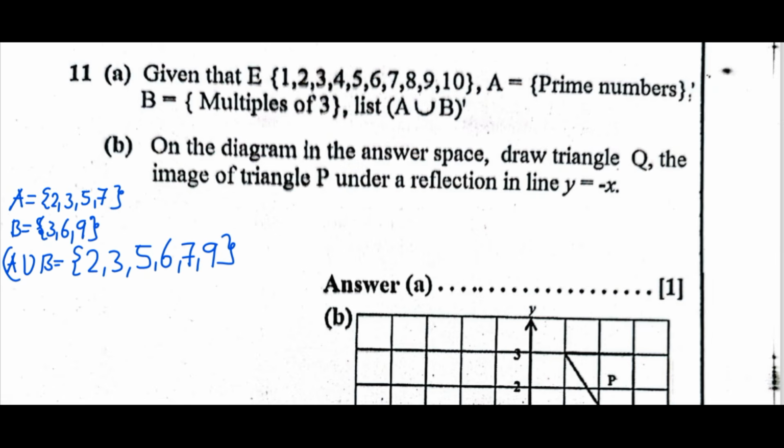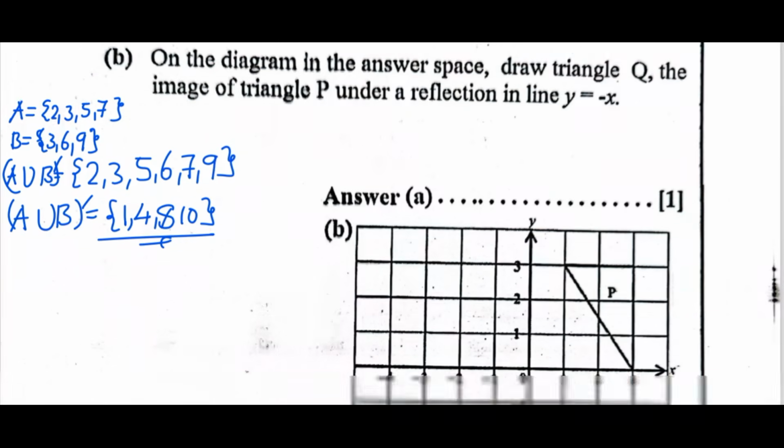Now since there is a complement, this means that we need to remove these elements from our universal set. So our final answer, A union B complement, will be the remainder of the numbers. So 1 is not here, 2 is here, 3 is here, we have 4, 5 is there, 6 is there, 7 is there, 8, 9 is there, 10. So this is our final answer.